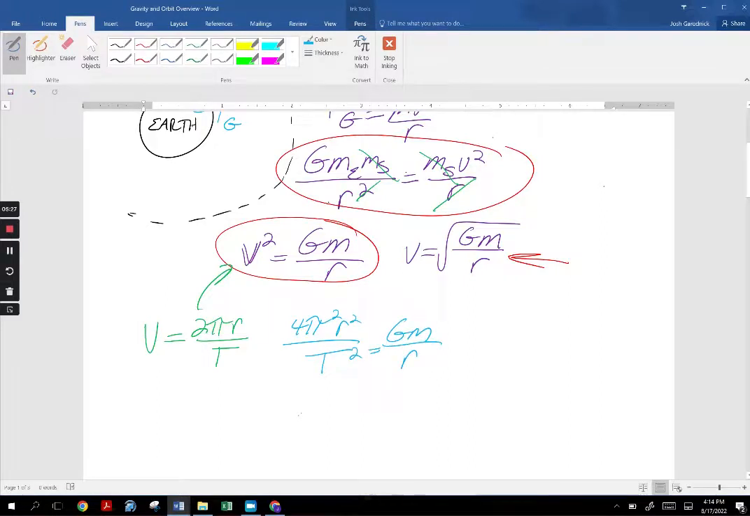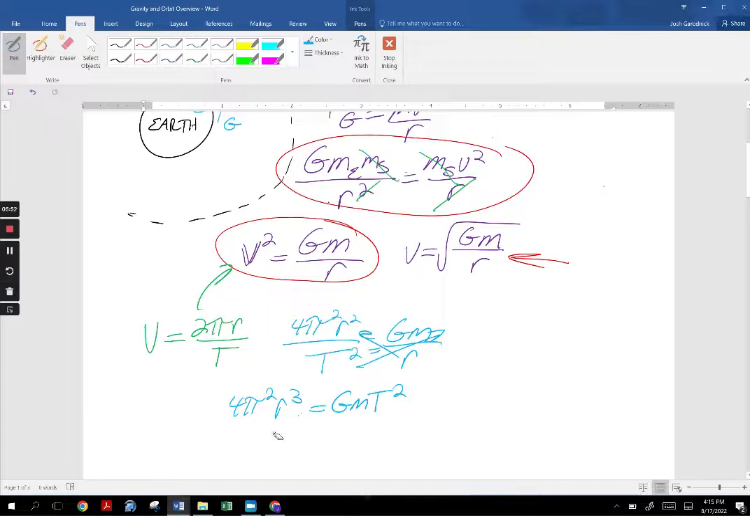I'm just going to cross multiply a little bit of this, a little bit of that. I get 4 pi squared r cubed equals GM t squared. Now, this is not an equation at all. However, I did substitute the 2 pi r over t in for the v squared and just worked out a little algebra. This is nothing to memorize.